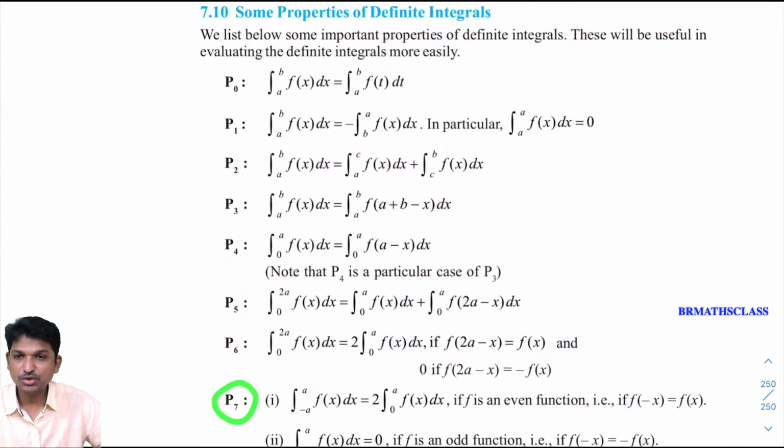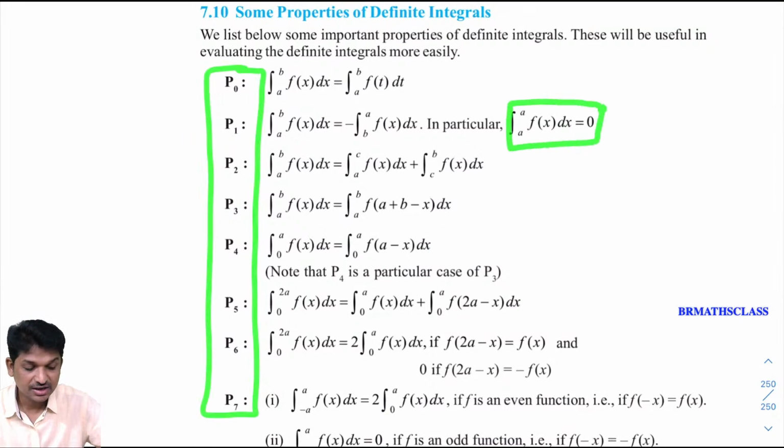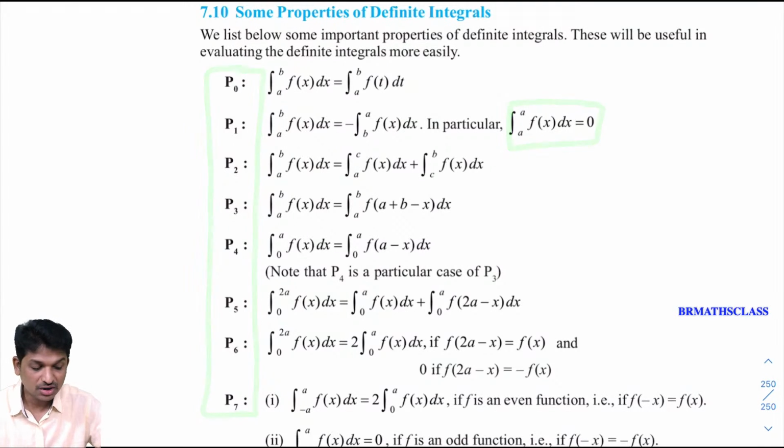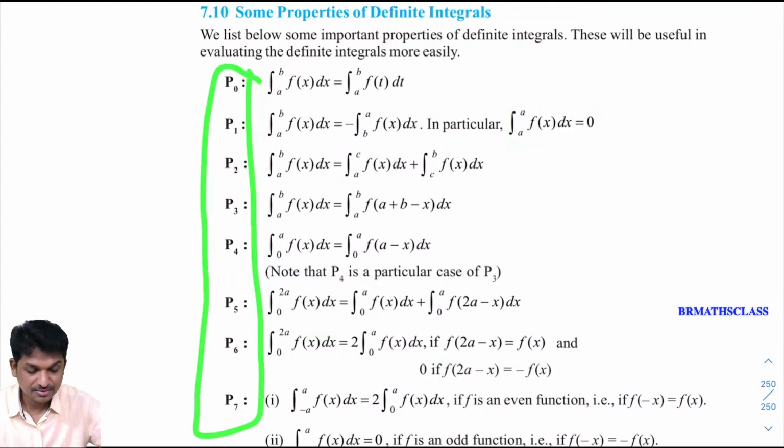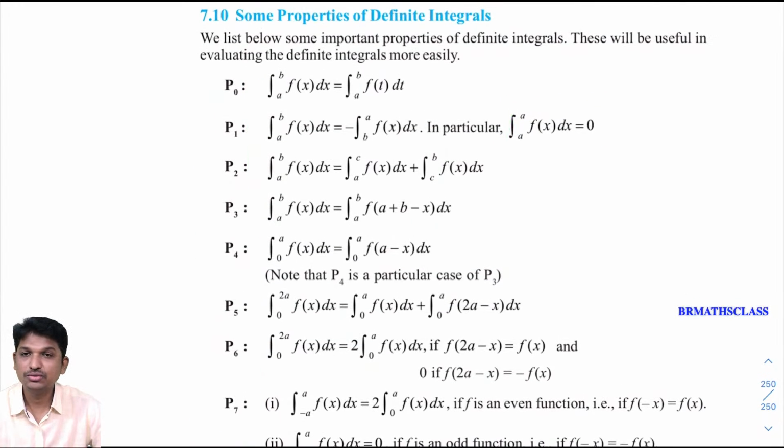P7. Actually, here 0 is there. Total, these are 8 properties. And you can see here in particular, integral of a to a f of x dx equal to 0 is also there. What I will do, these 8 properties plus this one. This one is one property, total 9 properties. All these 9 properties, I am going to derive the proofs. I am going to derive all these results in this class. So without much delay, we will begin the class.